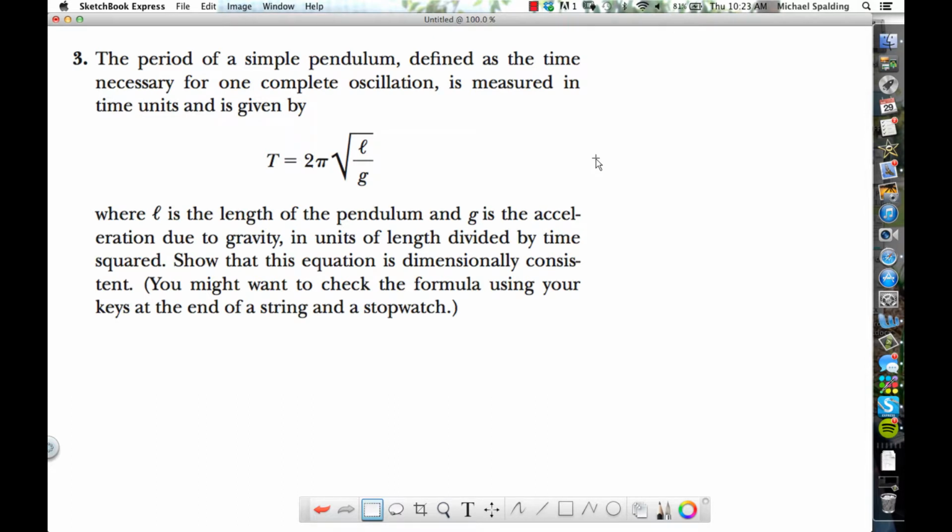Okay, so this problem is from the Chapter 1 homework set, and it's on dimensional analysis. By dimensional analysis, all we mean is that we're checking to make sure that the simplified unit on the left side of an equation is the same as the simplified unit on the right side of the equation. That's all we're doing. We're checking the units. So the equation we're given is right here.